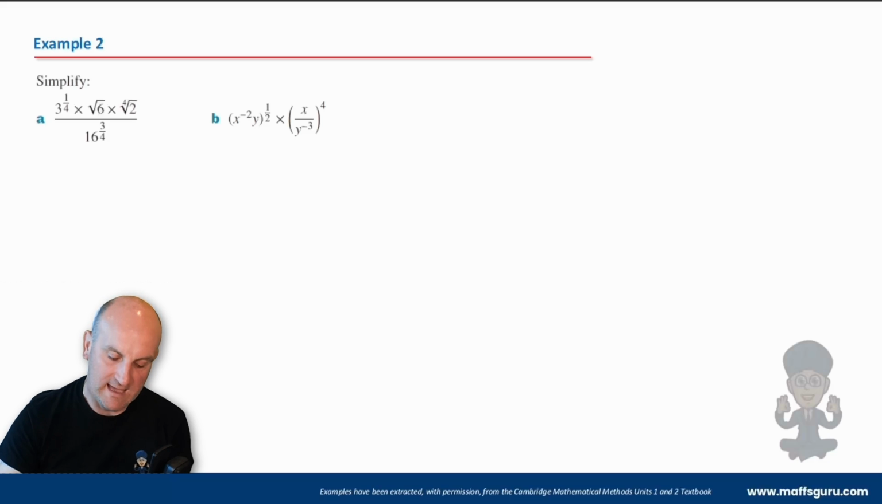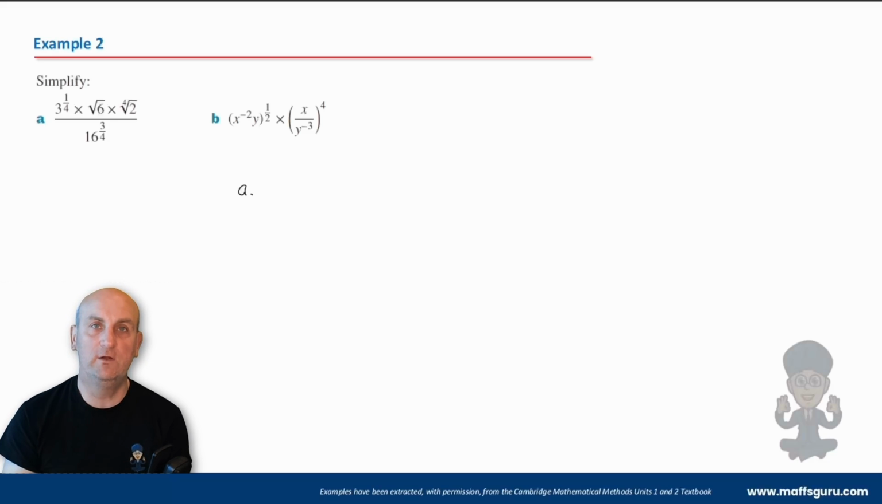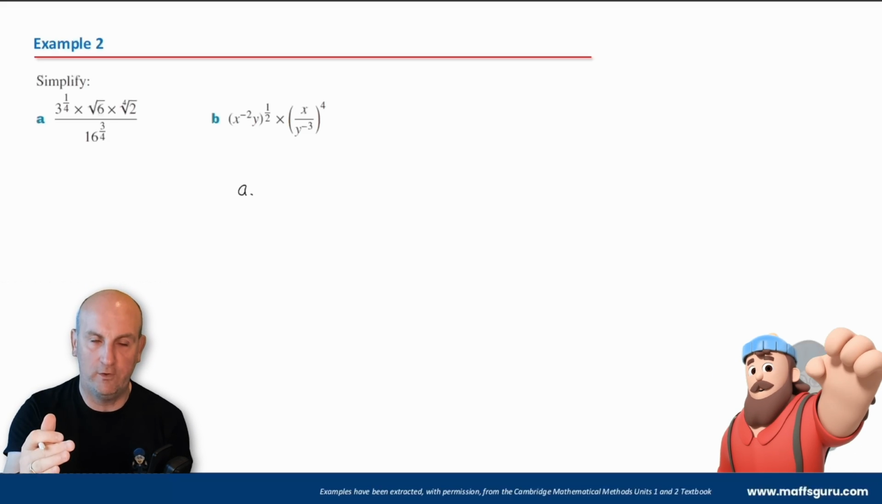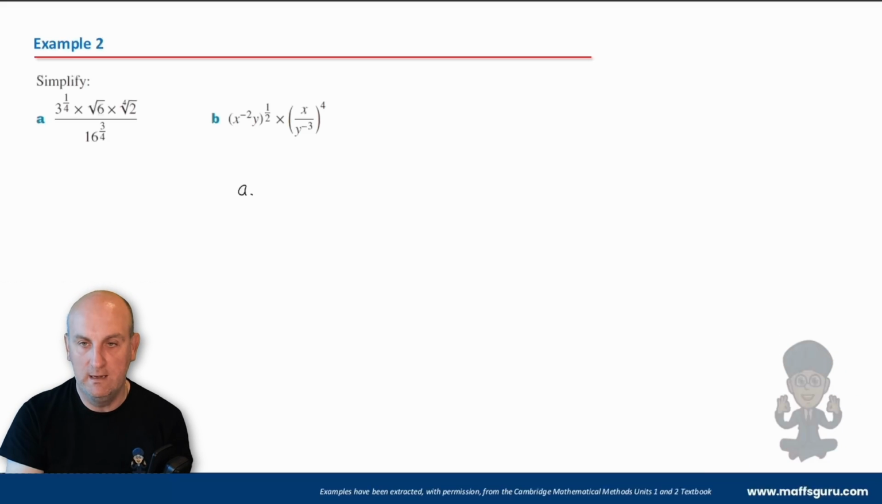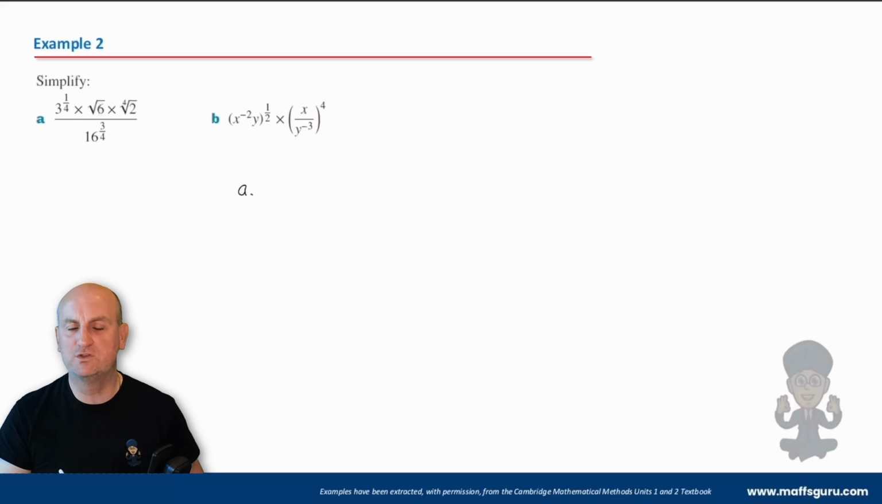So let's have a look at part A first. Right, so part A gives me 3 to the power of 1/4, and we've got to simplify this. Now, to be able to simplify it, they're really looking for 1 base to a power on the top and 1 base to a power on the bottom, because at the moment we've got all sorts of bases. You know, this one here is 3 to the power of 1/4, that's 6 to the power of 1/2, that's 2 to the power of 1/4, and 16 to the power of 3/4. So they're all sorts of different bases.